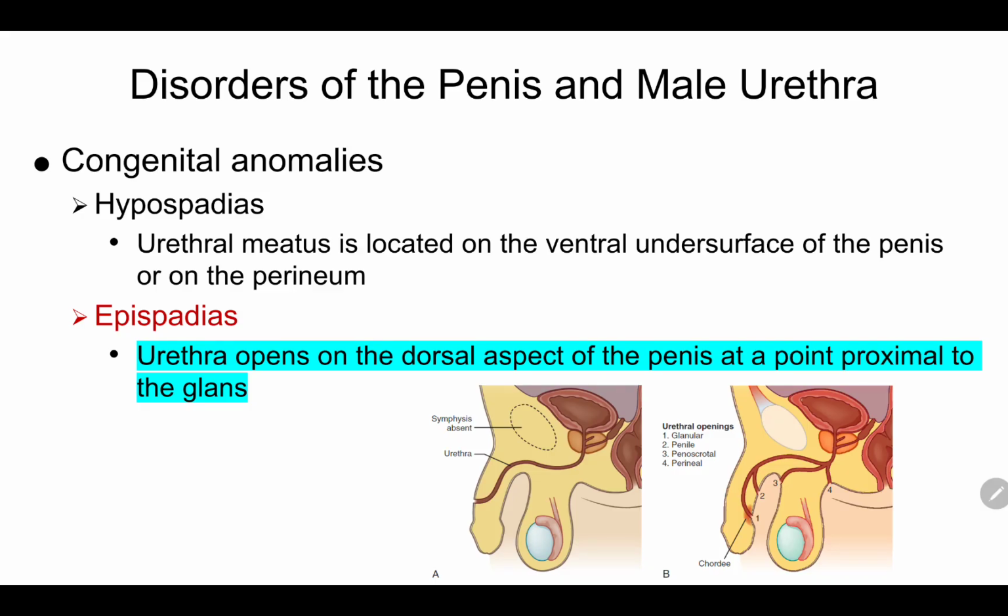So we also have some other congenital anomalies such as hypospadias. Hypospadias is where the urethral meatus is located on the ventral undersurface of the penis. And then you have epispadias, where the urethral opening is on the dorsal end of the penis, and that's going to point to the proximal of the glans. So you've got to remember that about epispadias: again, that urethral opening on the dorsal end.